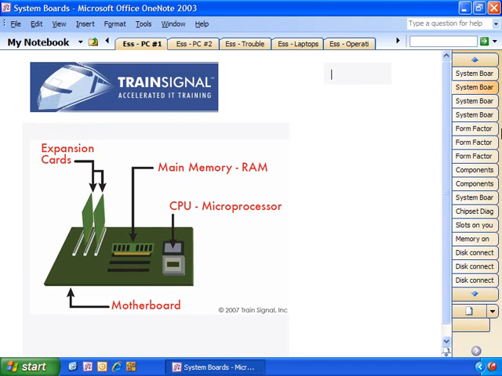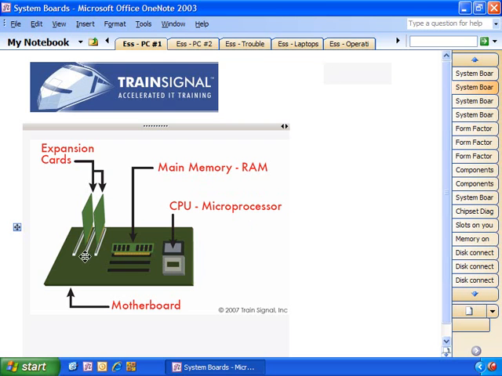So let's take a look at a little bit more generic diagram of what a system board looks like. So here you have this motherboard or system board. You have your main memory, your RAM, that connects into the system board. That's where the computer works with its data when it's in use. Here you have the CPU or the microprocessor. That's what processes every piece of data that goes in and out of the computer.